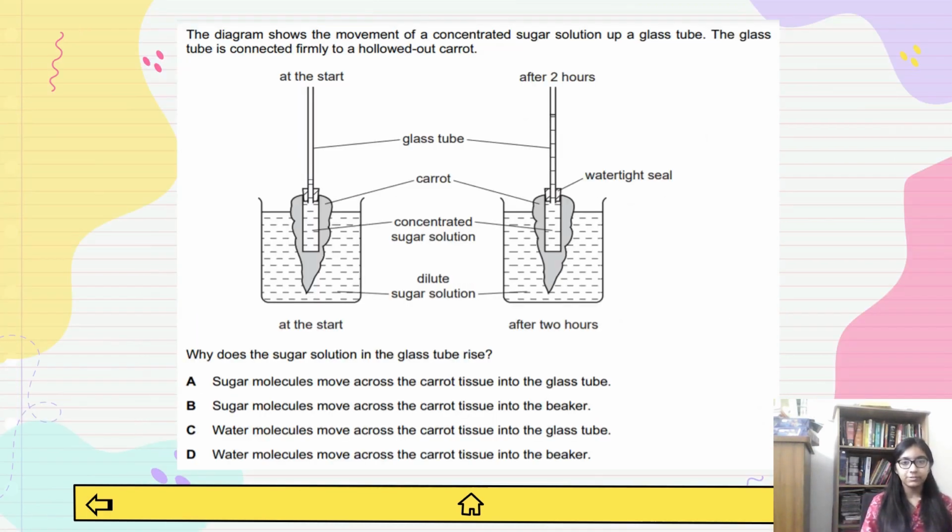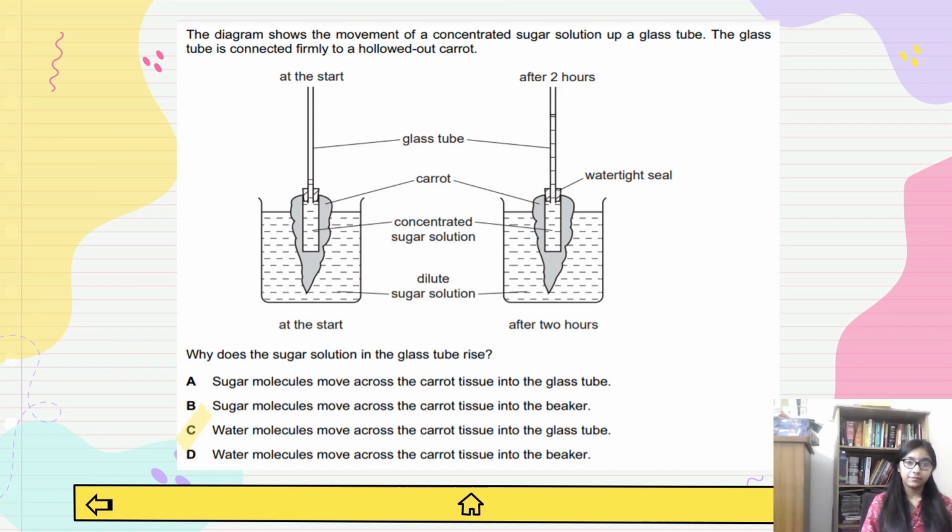The diagram shows the movement of a concentrated sugar solution in a glass tube. The glass tube is connected firmly to the hollowed out carrot. Why does the sugar solution in the glass tube rise? As the water potential is greater than the tube inside, the water moves across the carrot into the tube and not the other way around. Due to this addition of water in the tube, the water level automatically rises. This also causes the initially concentrated sugar solution to become more dilute than the outside solution, and so option C is our answer.